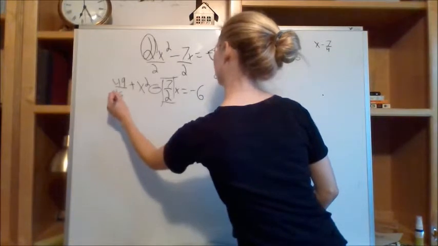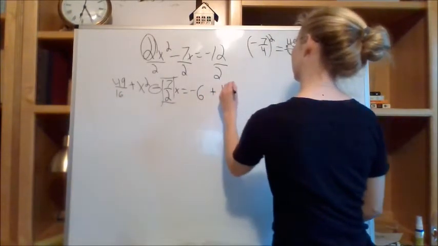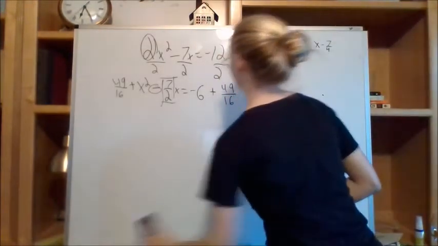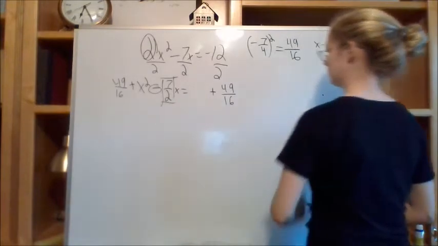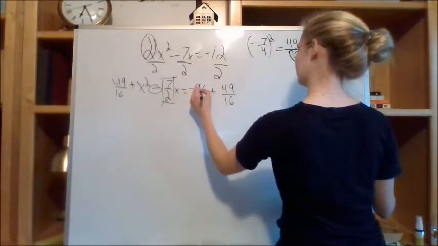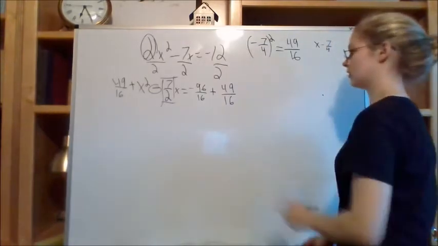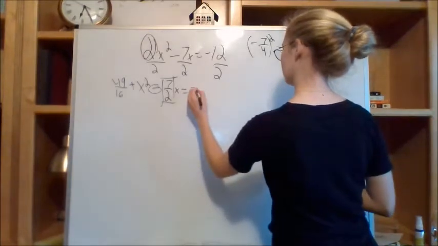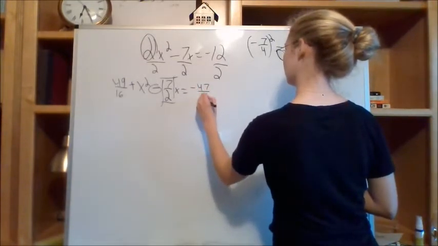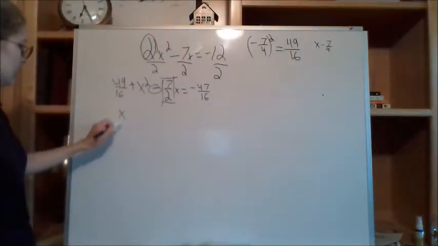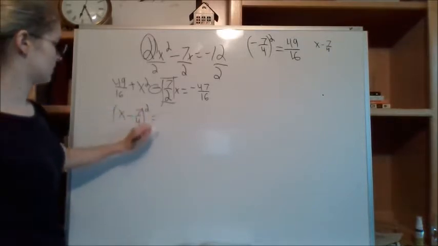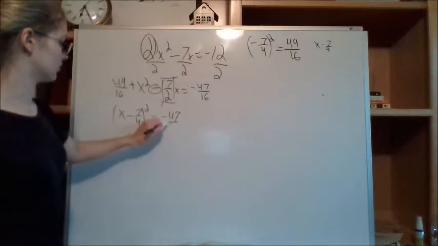So 49 over 16 plus 49 over 16. And negative 6 will be negative 96 over 16. Add these two together, we get negative 47 over 16. And we know that this is x minus 7 over 4 squared, which equals negative 47 over 16.